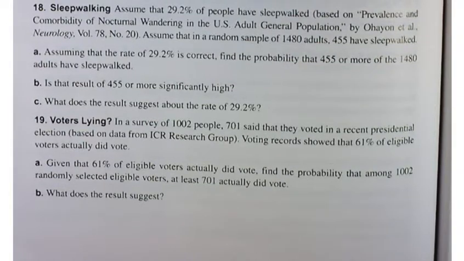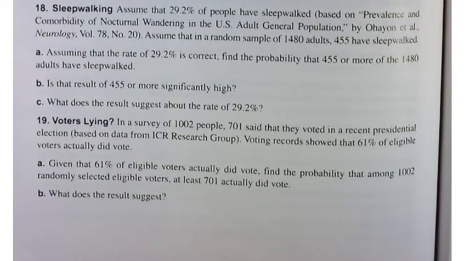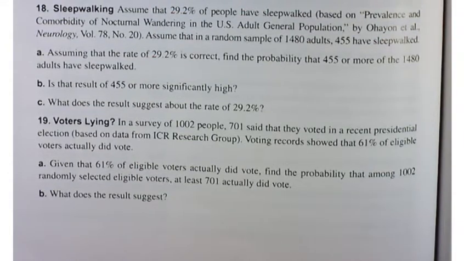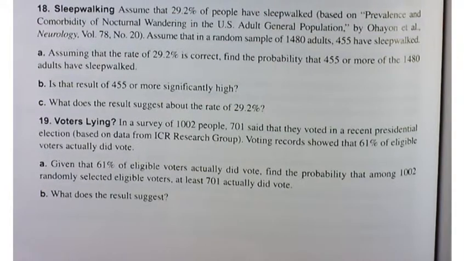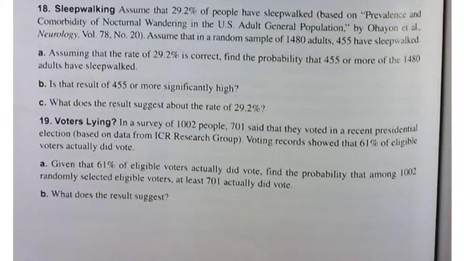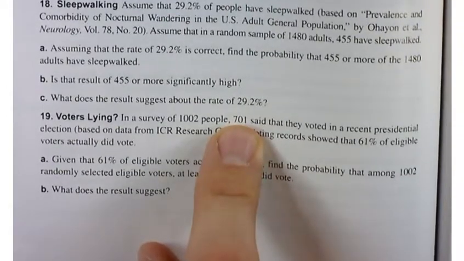You've got 1,002 people in this survey, and 701 of them said they voted in a recent presidential election, although voting records show that only 61% of eligible voters actually showed up. So, wow. Seemed like we got a pretty good number of people who said they voted, even though only 61% actually did. You would expect something around 610, maybe 612 people, given this percentage, as opposed to the 701 who said, yeah, I voted.